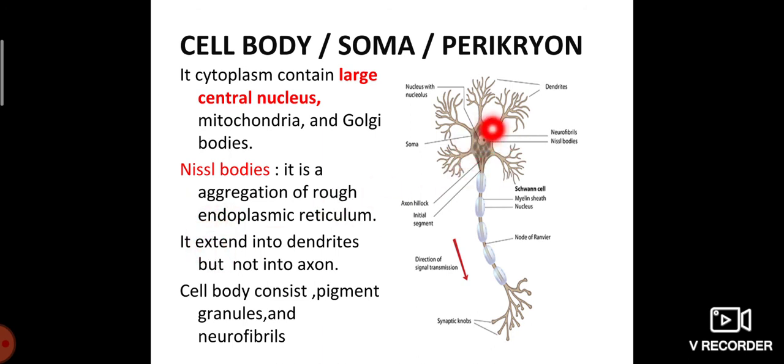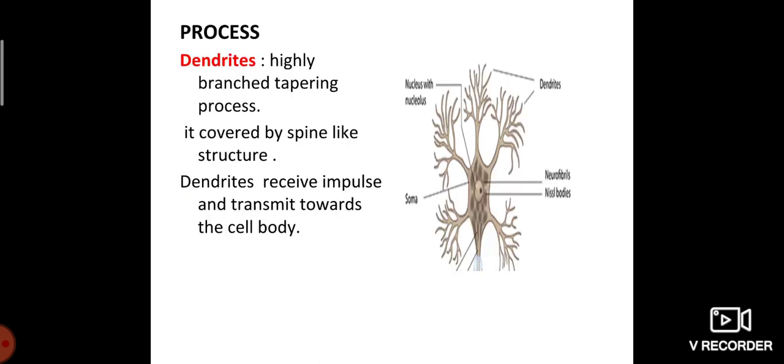These Nissl's granules extend into the dendrites but not into the axon. The cell body consists of granules as well as neurofibrils.